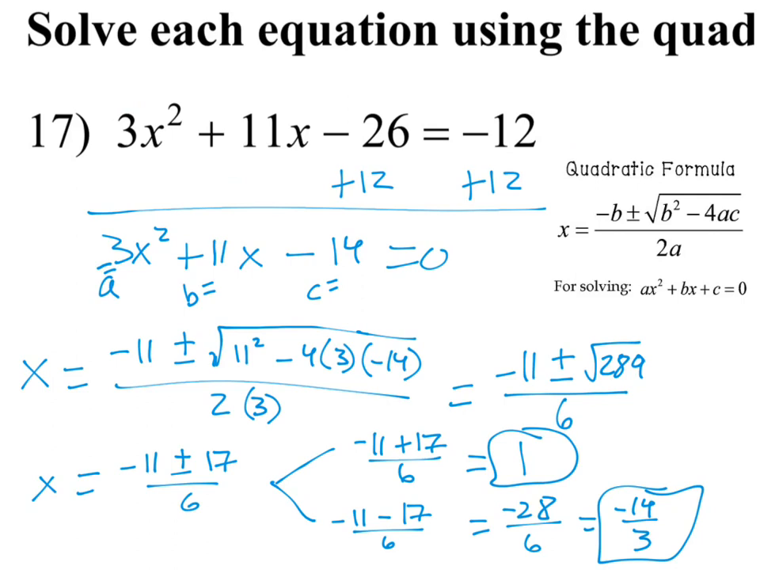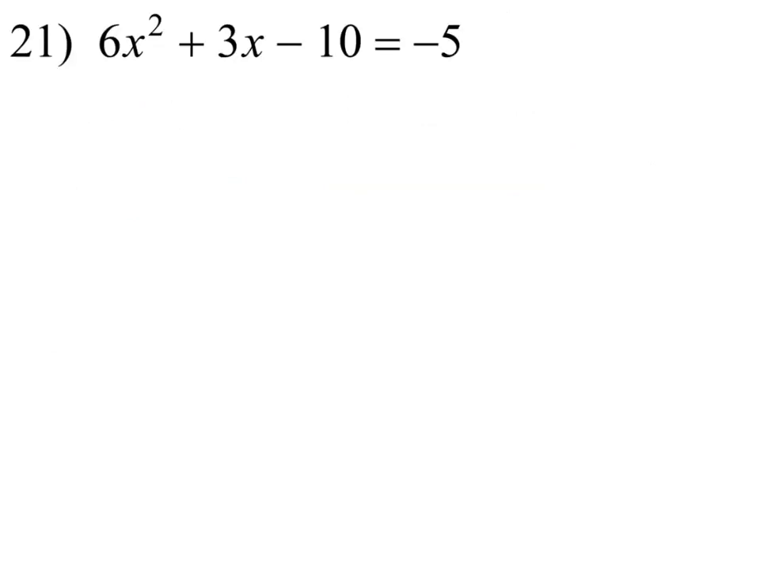We're going to do one more quadratic formula. You should try it out yourself. Go to number 21 and plug it into your x equals negative b plus or minus the square root of b squared minus 4ac all over 2a and see how it goes. So go ahead and pause it, see if you can figure it out.